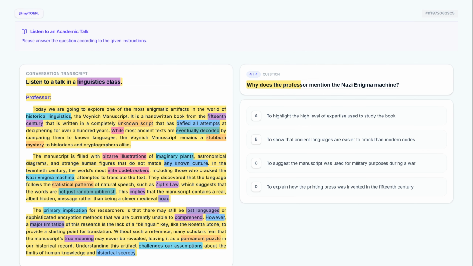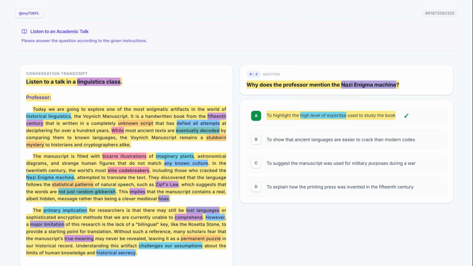Why does the professor mention the Nazi Enigma machine? This question asks for the rhetorical purpose of a specific detail, the Nazi Enigma machine. Why would a professor bring up WWII code breaking in a talk about a medieval book? Let's analyze option A. To highlight the high level of expertise used to study the book. By mentioning those who cracked the Enigma, the professor highlights the high level of expertise that has failed to solve the manuscript, stressing its difficulty.